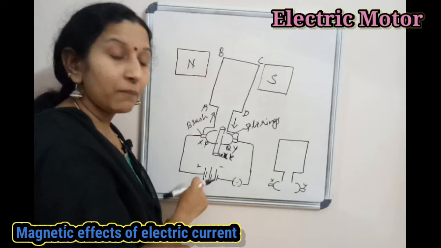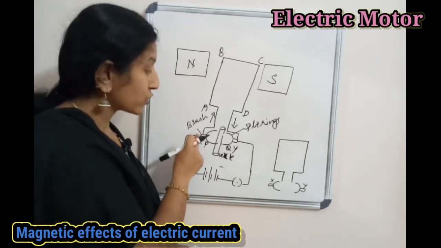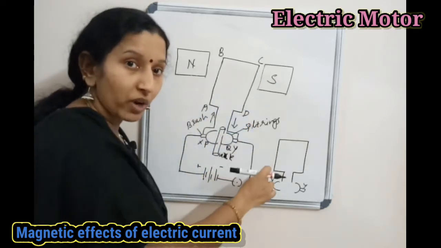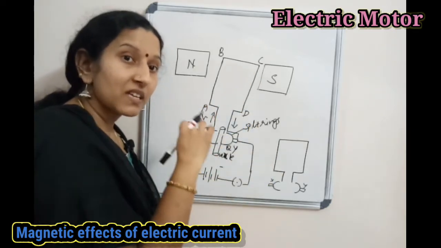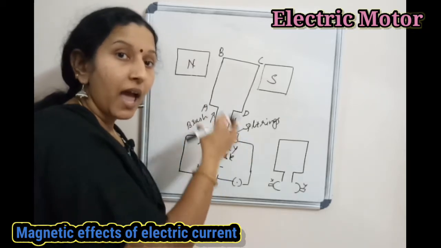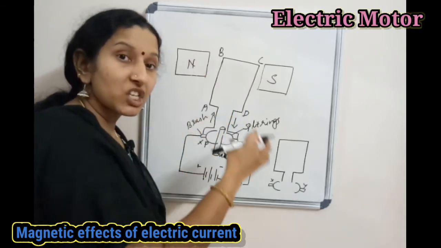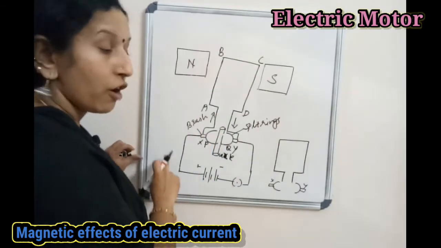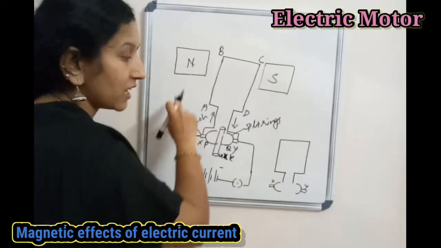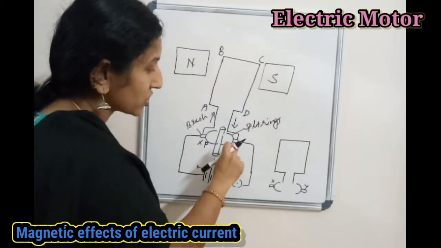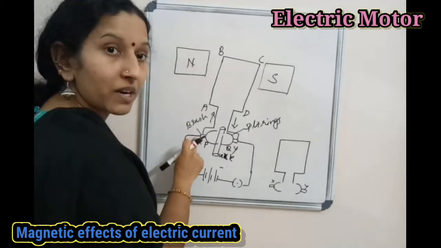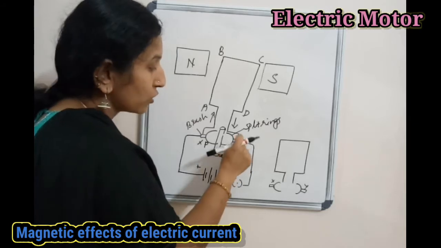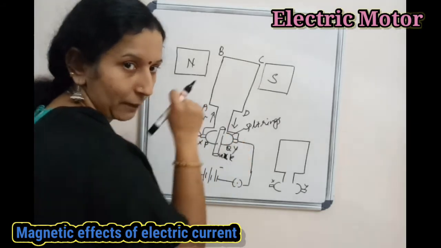So on plugging the key, the current flows through the brush X and flows back through the brush Y. Through the brush X, the electricity enters the coil, and through the brush Y, it comes back to the circuit. It enters through the brush X and comes out of the coil through the brush Y.